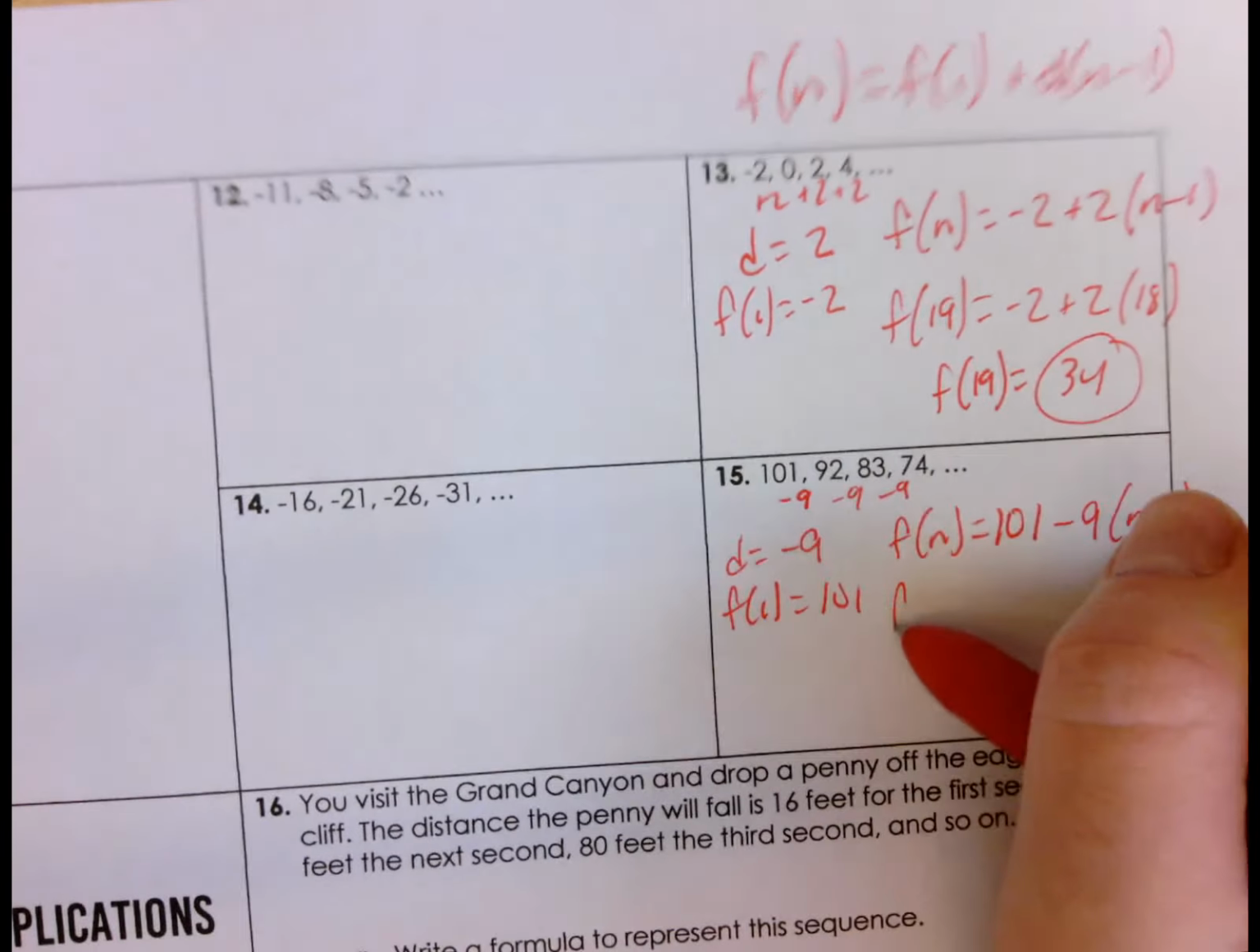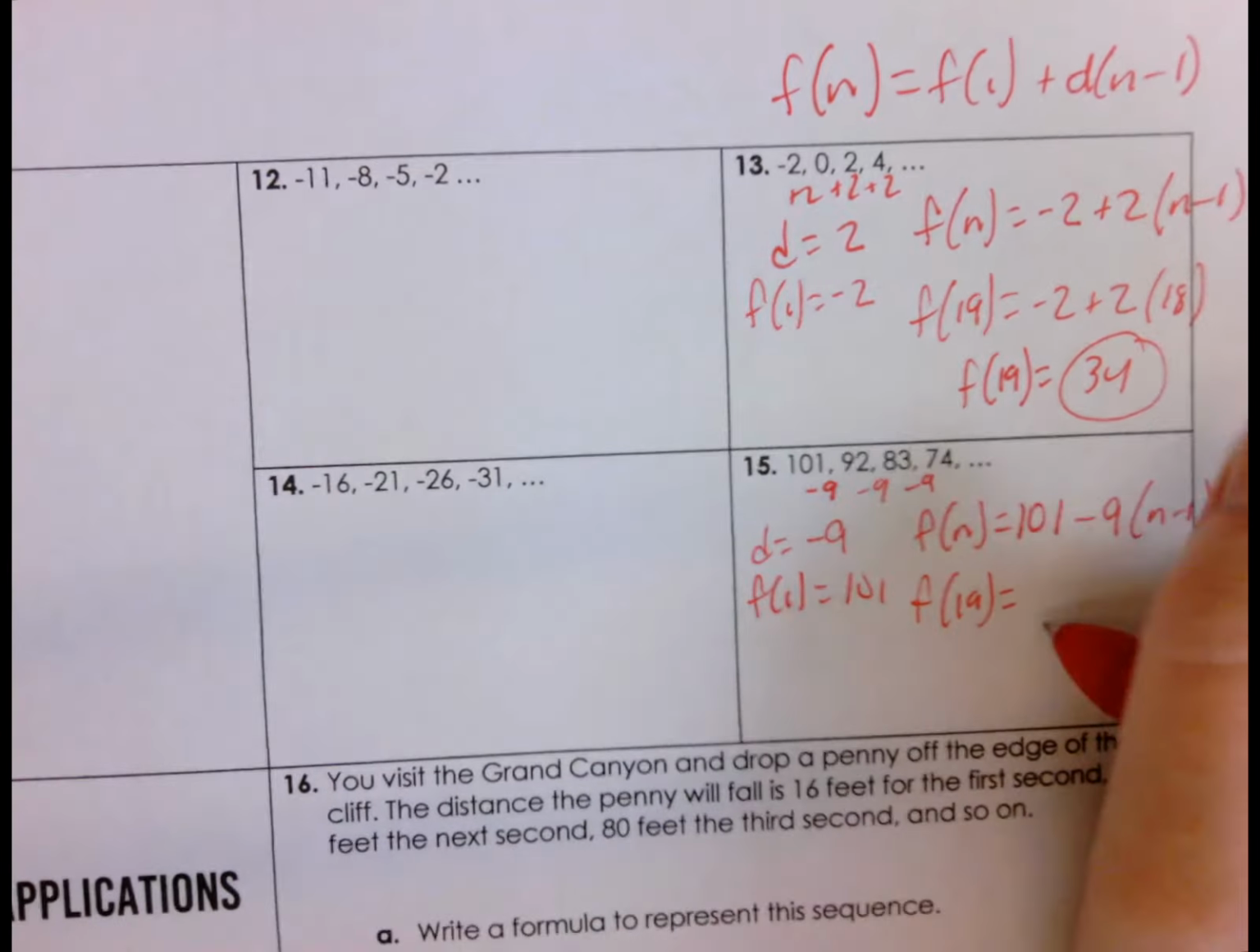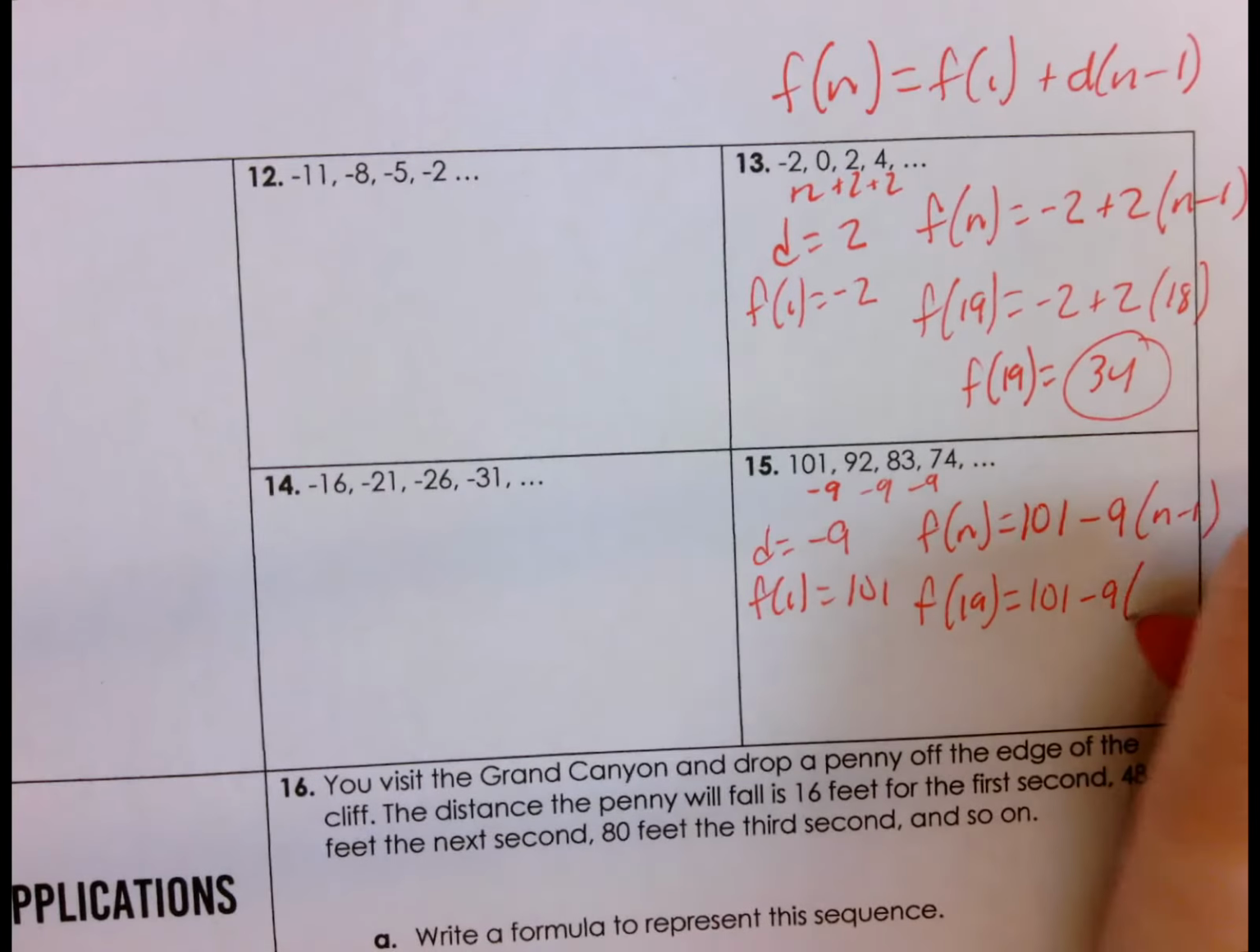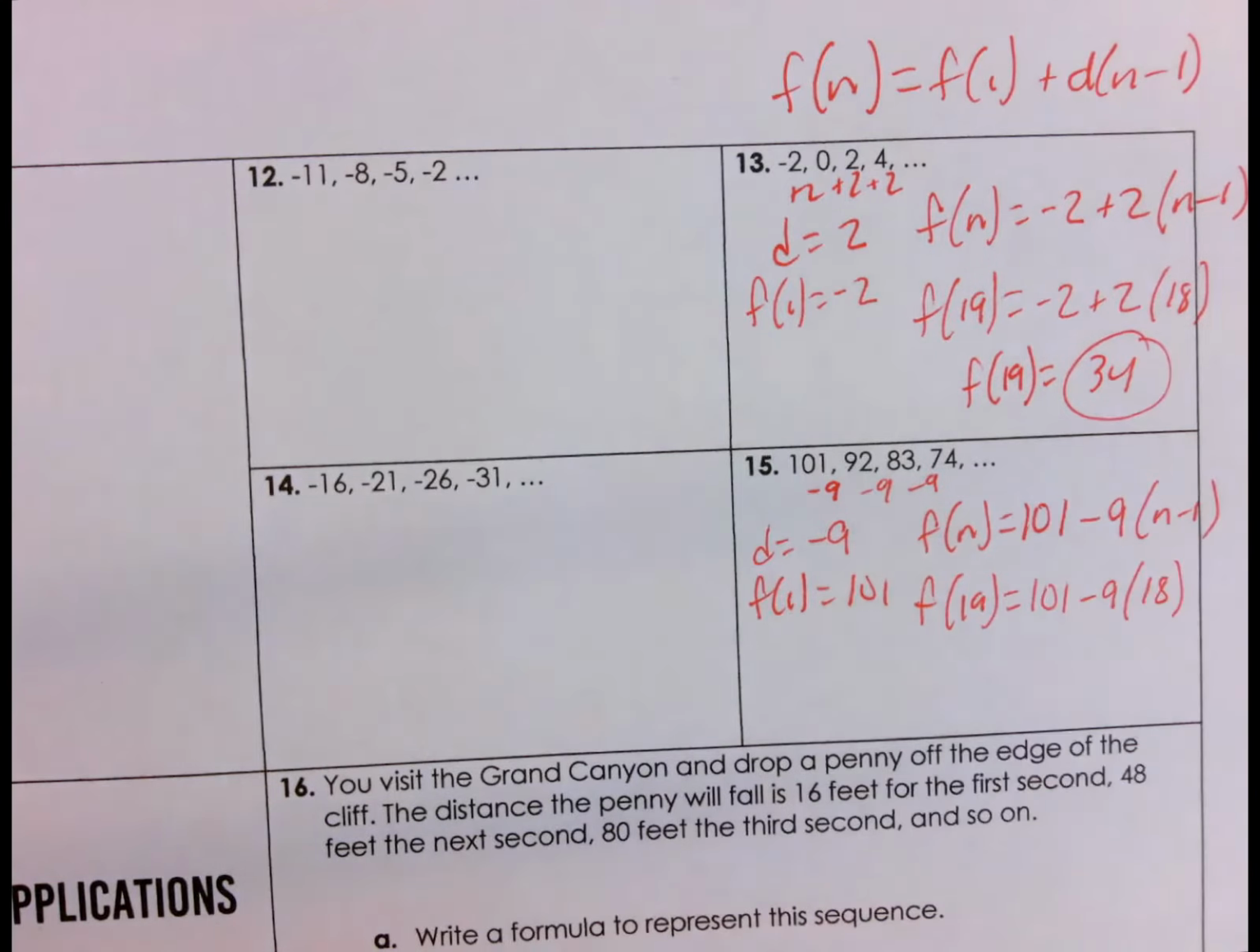And now we are looking for f of 19. So we plug it in. 19 minus 1 is 18. And now we're just going to type that into our calculator. So we multiply 9 times 18.